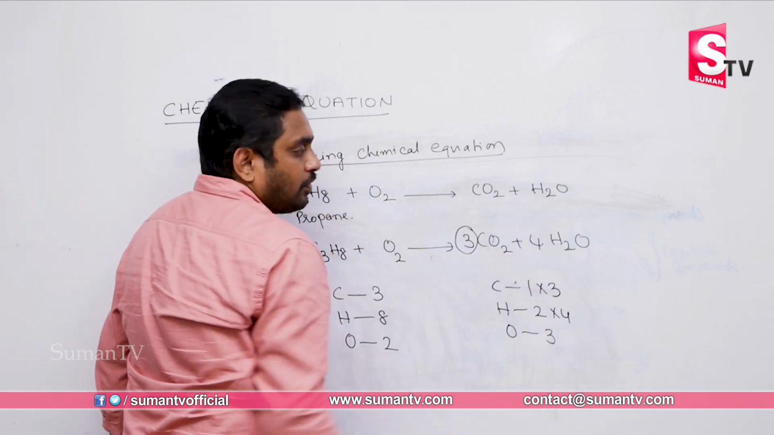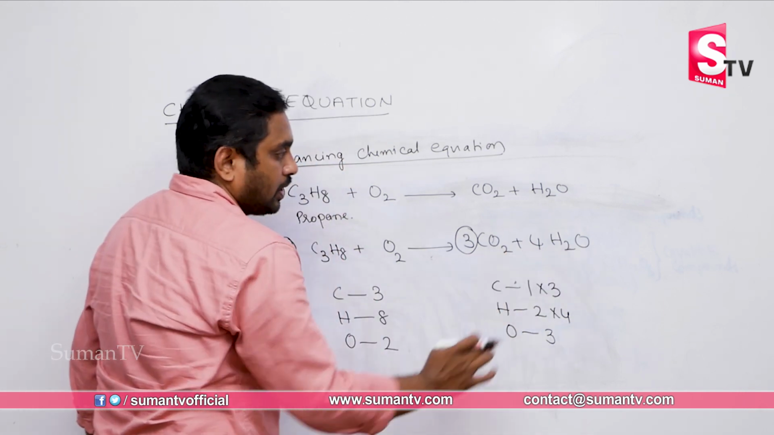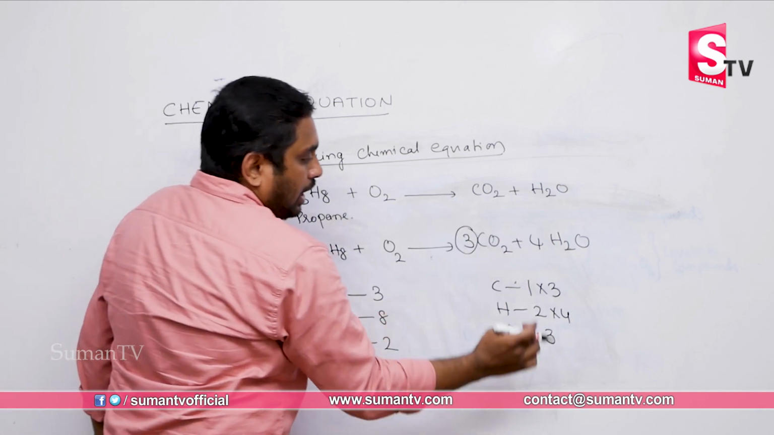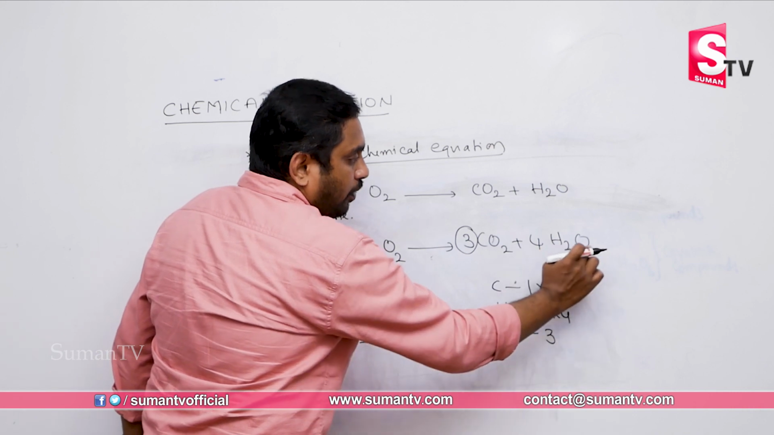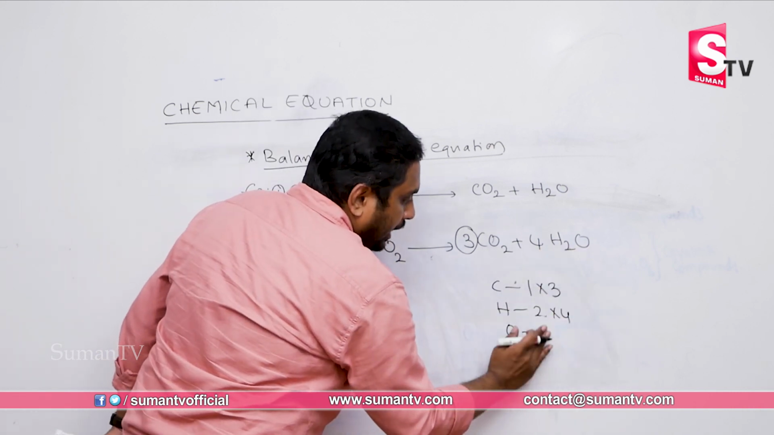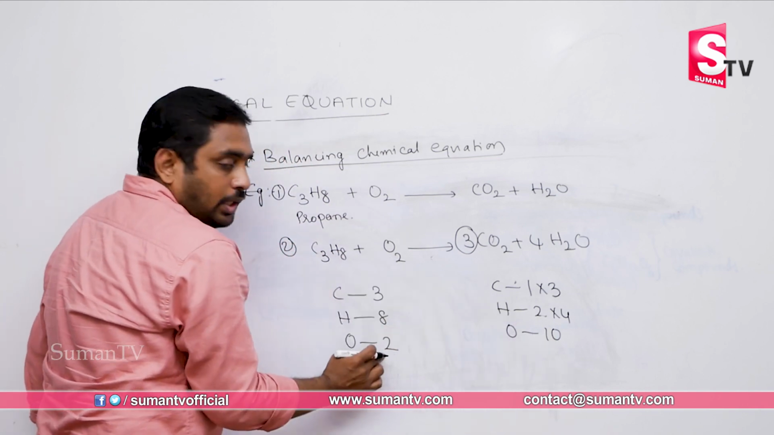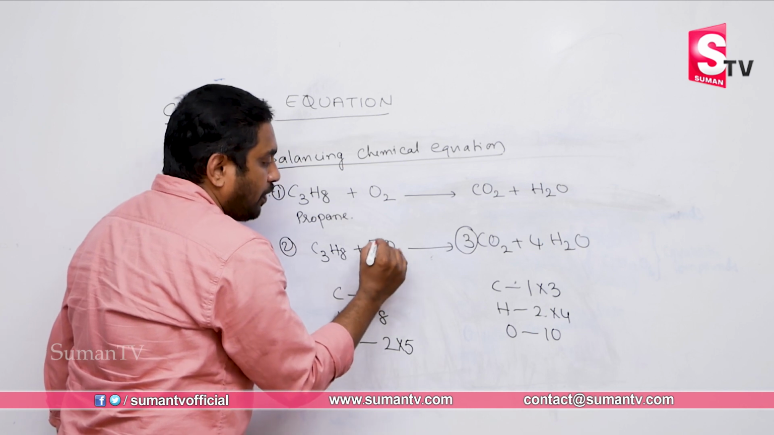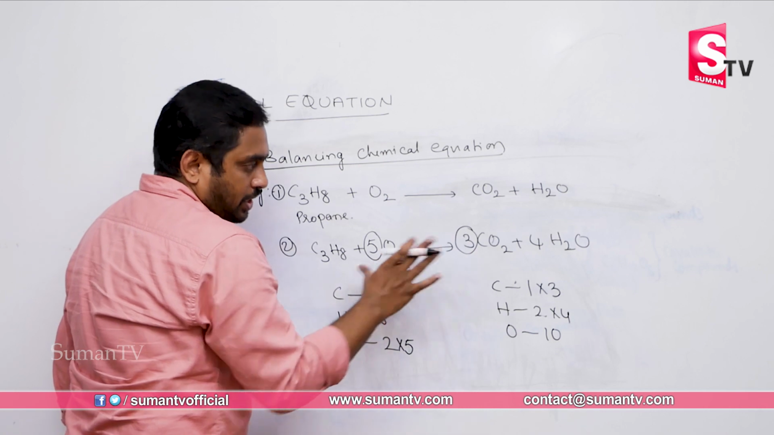Multiply with 4. Now both right hand side and left hand side the number of hydrogen atoms are the same. Put 4 as the stoichiometric coefficient before the water molecule. Now check the oxygen atoms. Right hand side it contains 3 times 2 is 6 oxygen plus 4 times 1 is 4. Totally it contains 10 oxygen atoms. Left hand side it contains only 2 oxygen atoms. Multiply with 5. Put 5 before the dioxygen. Now the equation is balanced.